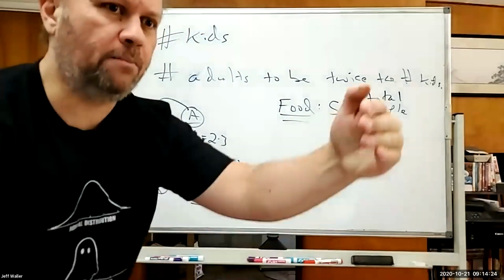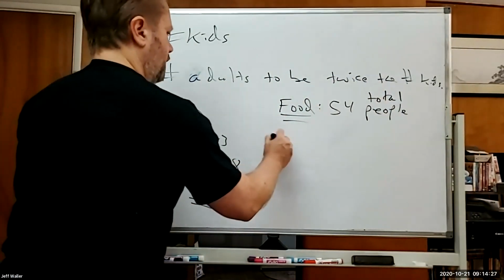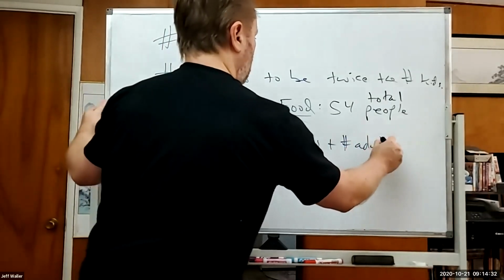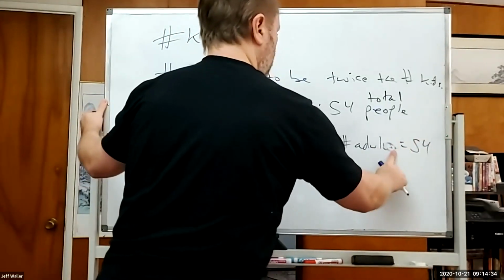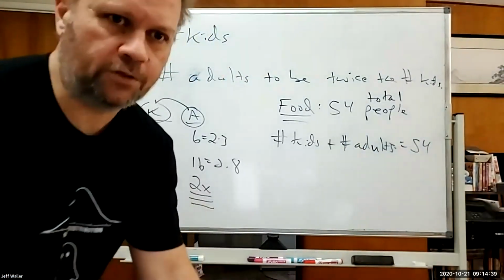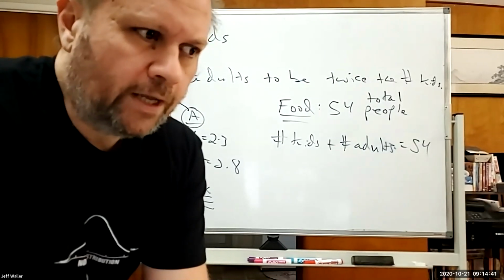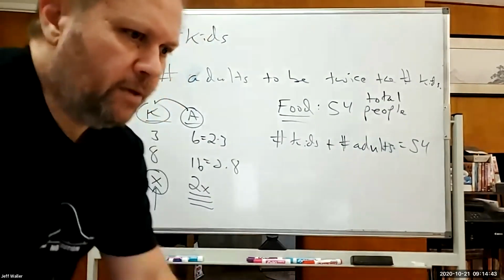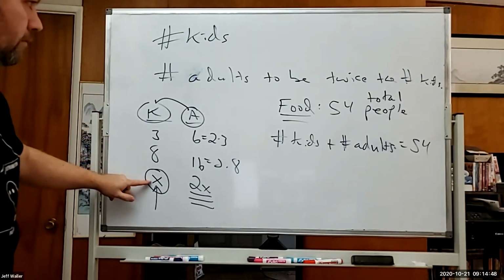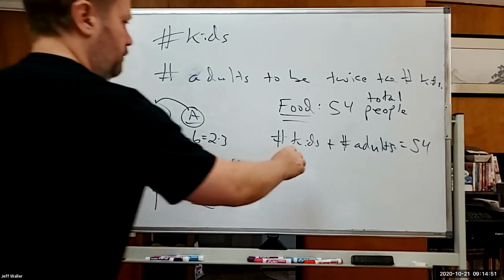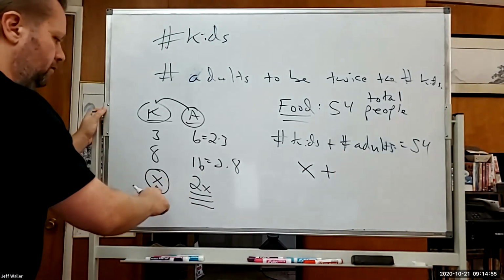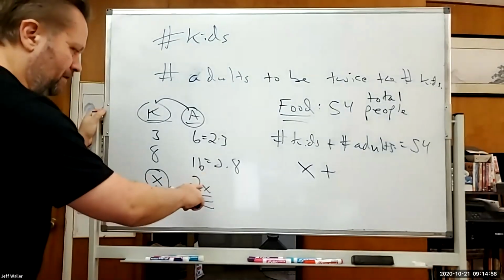All right, let me take it a step back. The number of kids plus the number of adults is 54. Is that cool? Just to say that in English. Is that true? I mean, that's just true. Do I know how many kids are coming? No. So what do I call it? X. I don't know how many kids, so the number of kids is X. Therefore, the number of adults is, like it was already said, 2X.